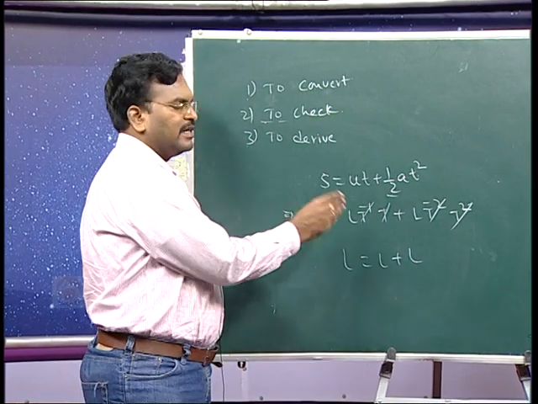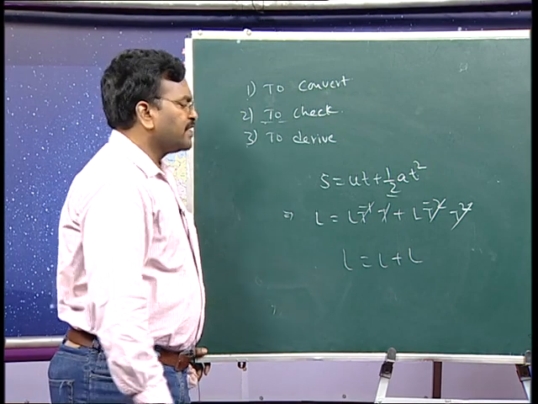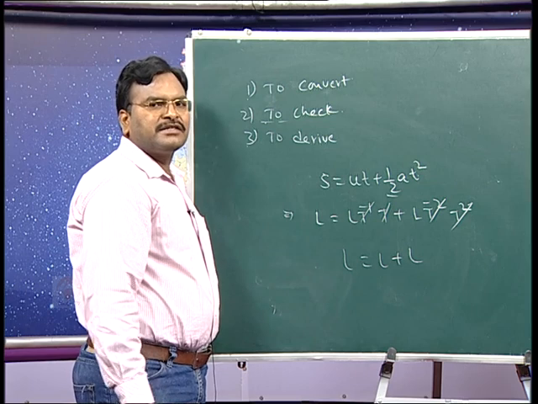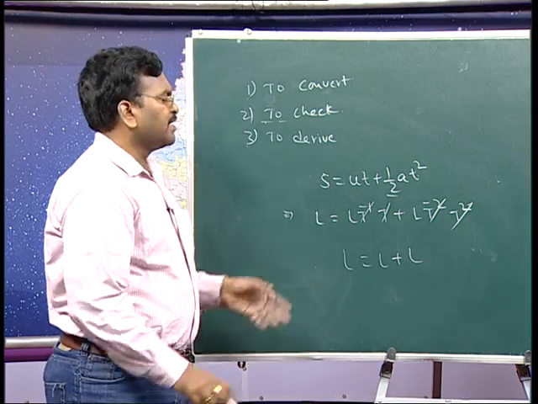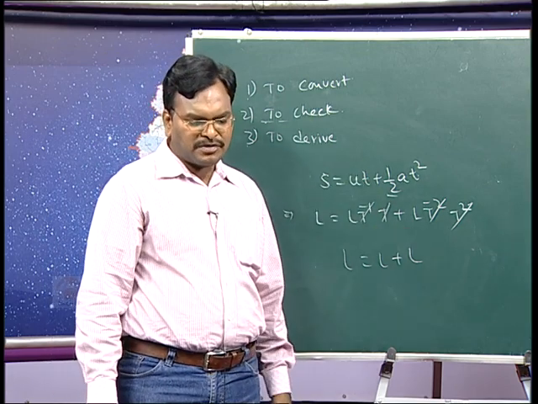How are we saying this? According to the principle of homogeneity. Physical quantities having the same dimensions can only be added or subtracted or equated. That's why here S is equal to ut plus half at square is dimensionally correct. Like that we have a number of problems.